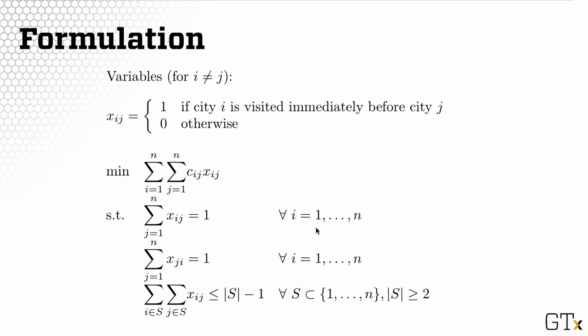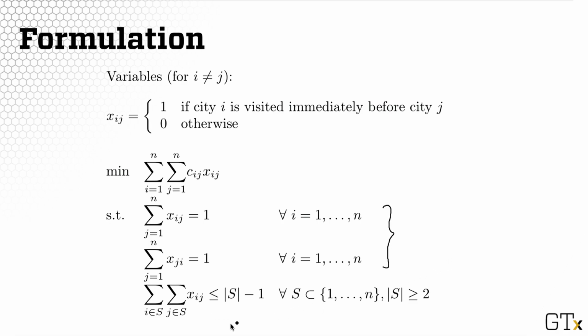What is the first constraint telling us? For every city i, you must leave that city: the sum of x_ij over all j is equal to 1. So there must be one city that you visit immediately after i. Similarly, for every city i, there must be one city j which you visit immediately before i. I could have added the constraint that j is not equal to i, but those variables are not defined here. So these are two logical constraints, obviously.